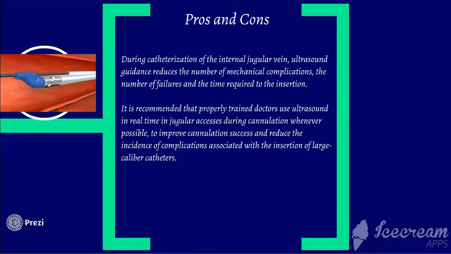Pros and cons. During catheterization of the internal jugular vein, ultrasound guidance reduces the number of mechanical complications, the number of failures, and the time required for insertion. It is recommended that properly trained doctors use ultrasound in real time in jugular access during cannulation whenever possible, to improve cannulation success and reduce the incidence of complications associated with the insertion of large caliber catheters.